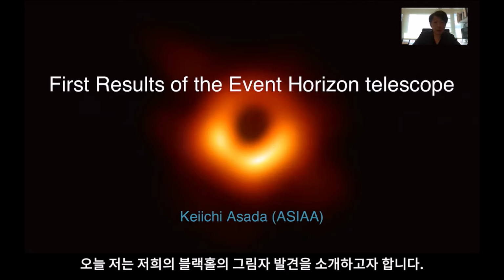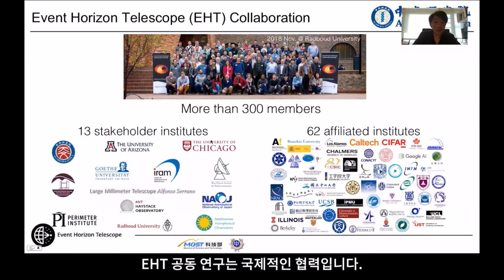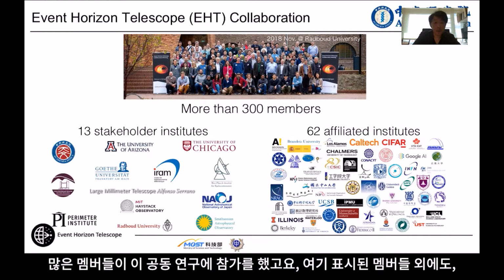Today, I would like to introduce a discovery of the shadow of the black hole done by the EHT collaboration. The EHT collaboration is an international collaboration. The primary purpose for this collaboration is to see the shadow of the black hole. More than 300 members around the globe are joining this collaboration.